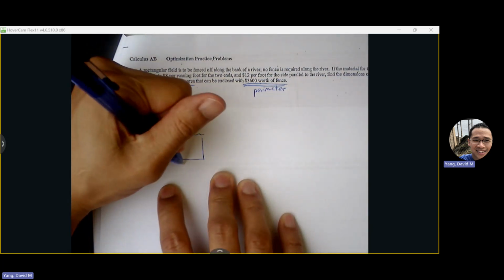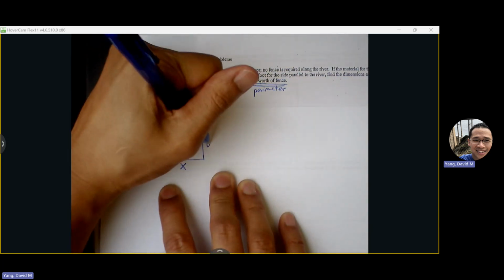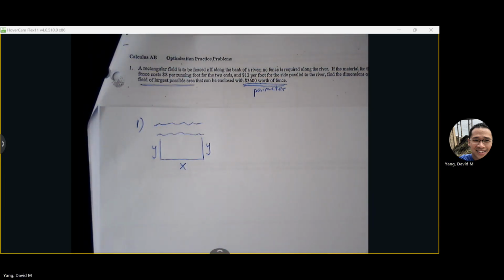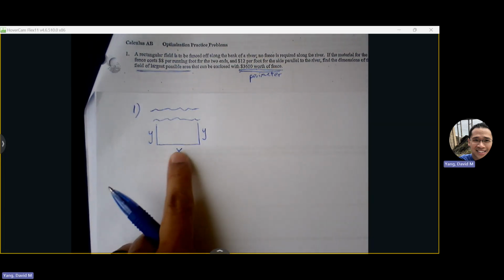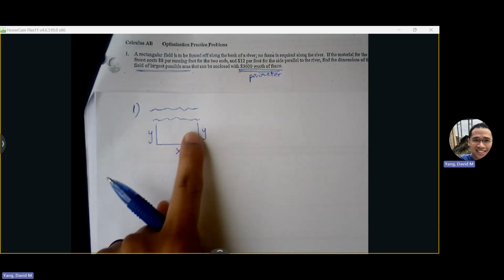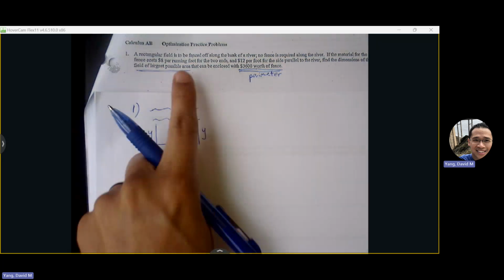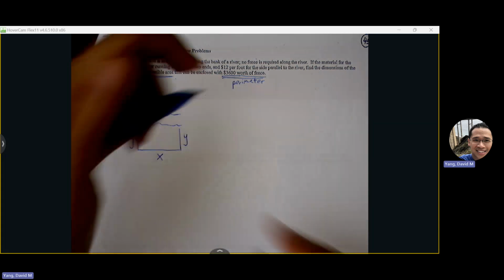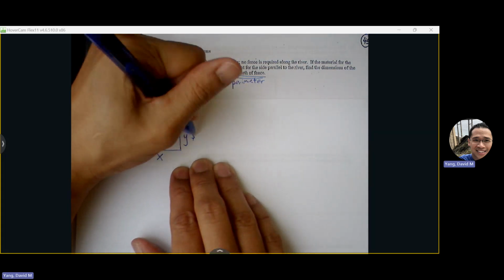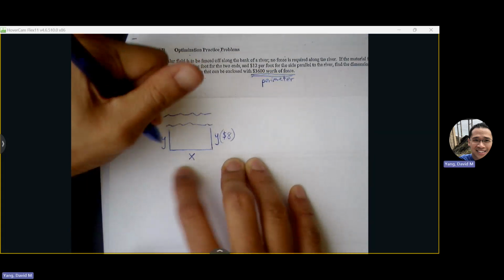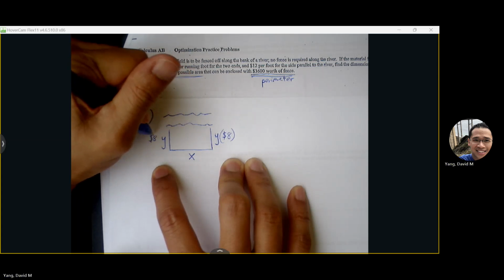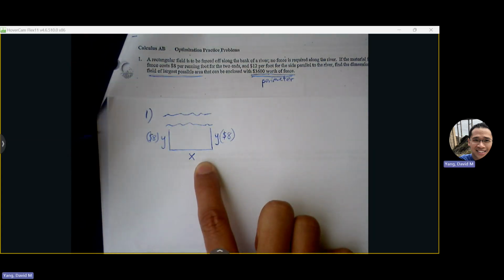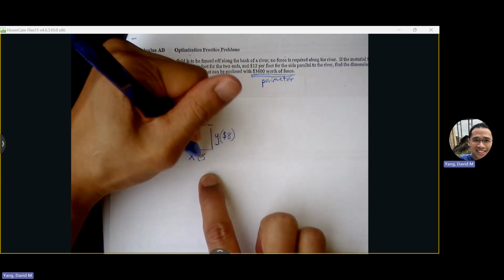So your cost is going to be built into your perimeter equation. Okay, I'm going to use X for my horizontal and Y for my vertical component here. And there's different material for the two sides here. So the one that is the two ends is going to be the cheaper material, so $8 per foot. But then the one that is parallel is going to be a little bit more expensive, $12.